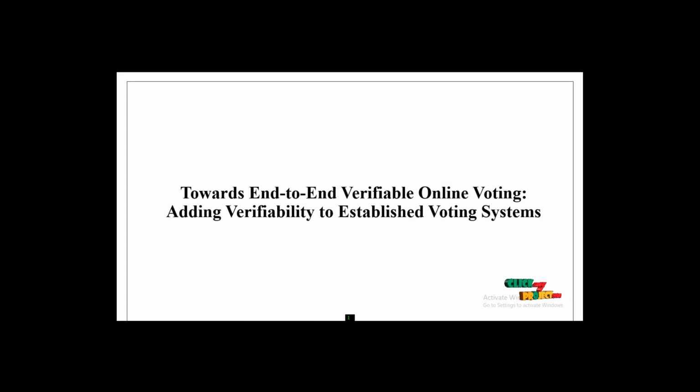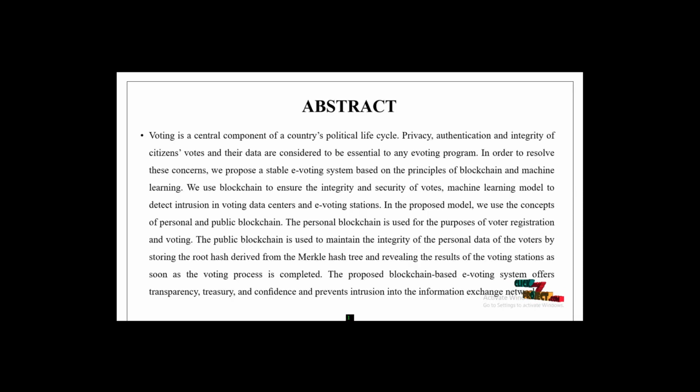Our project is end-to-end verifiable online e-voting, adding verifiability to establish the voting system. Our project abstract: voting is a central component of the country's political life. The privacy, authentication, and integrity of citizens' votes are the key considerations of any e-voting program. To resolve this for consumers, we have proposed a secure e-voting system based on the principles of blockchain and machine learning algorithms.